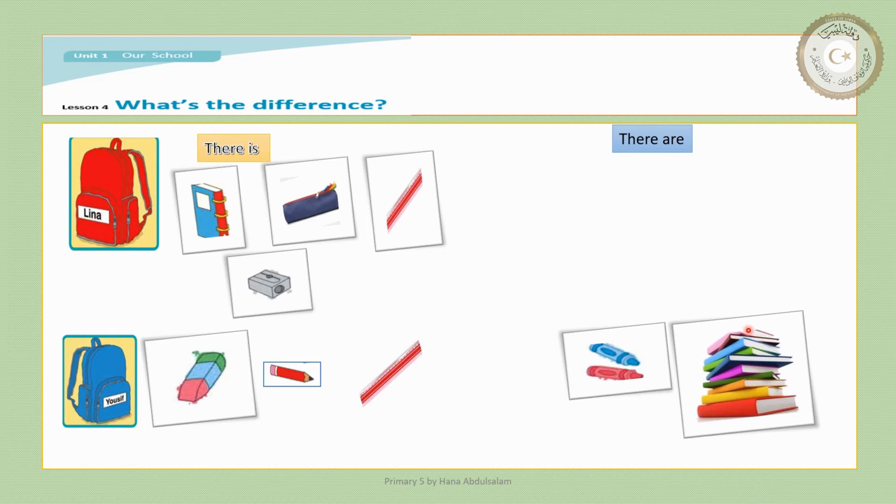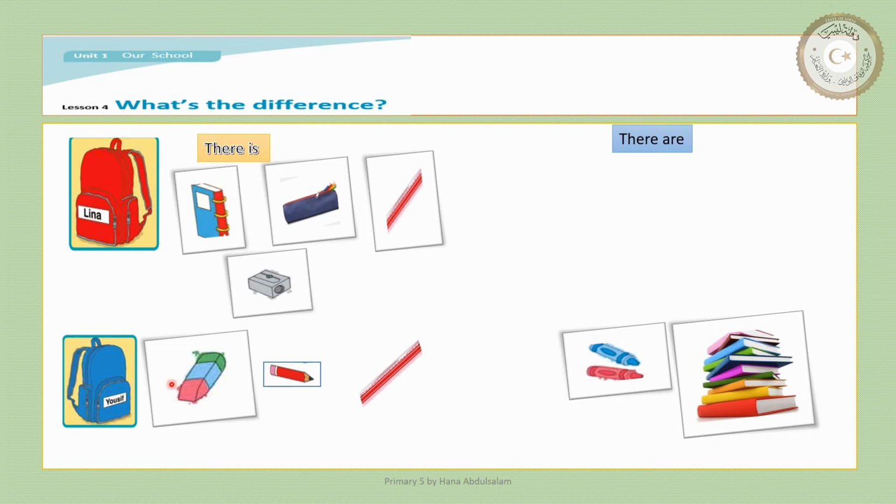Okay, some books. So what do we write here? There are some books. So again the question. What is it in Yusuf's bag? What is it in the bag? What is it in Yusuf's bag?